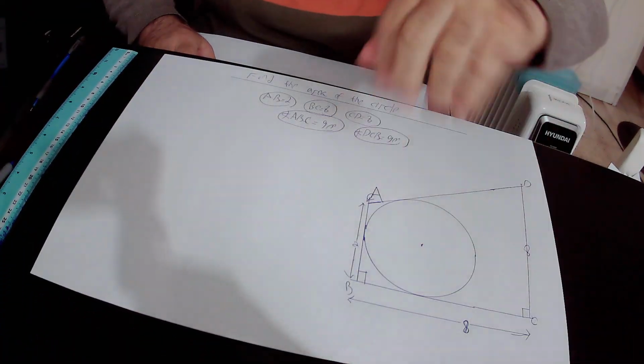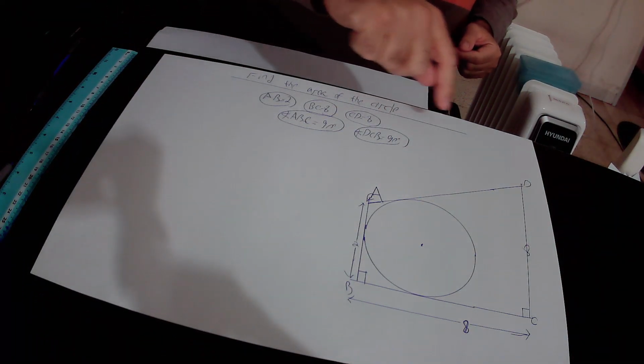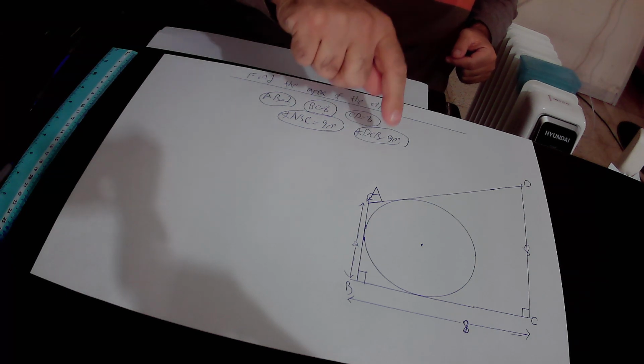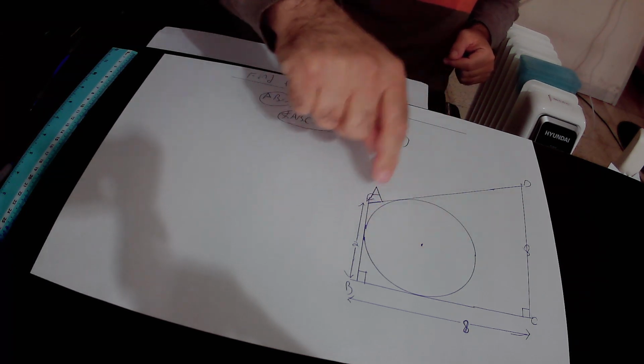Hello, in this lecture we'll find out the area of the circle. In the drawing we have quadrilateral ABCD. Inside this quadrilateral we have the circle.